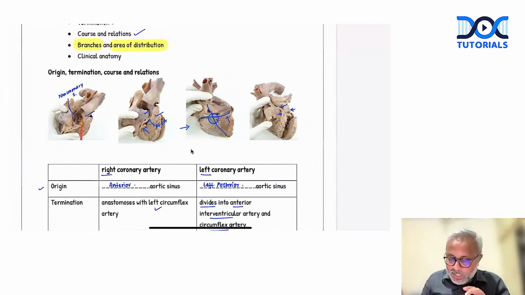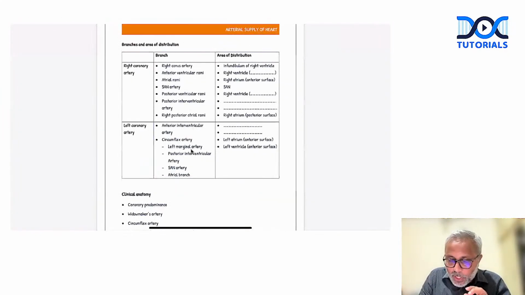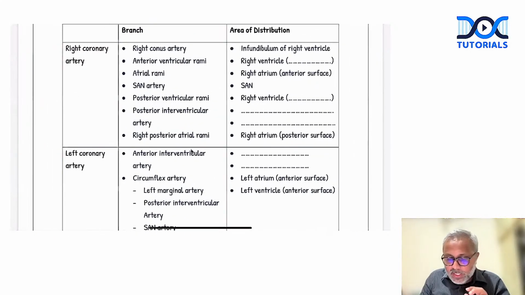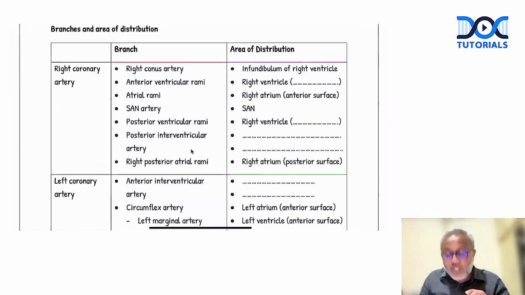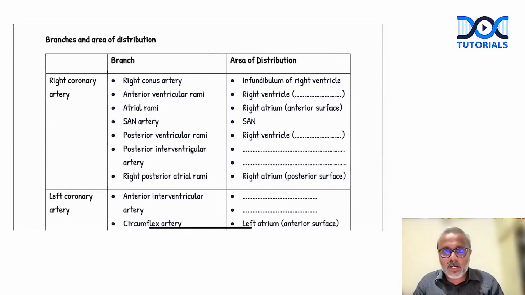Once we have learned this, comes the most important part of the entire arterial supply of the heart, right? To me, this is the crux of the arterial supply of the heart. We need to know the name of the branch and the area it supplies in order to know which artery is blocked in a particular wall infarction, right? So let's begin with the right coronary artery.